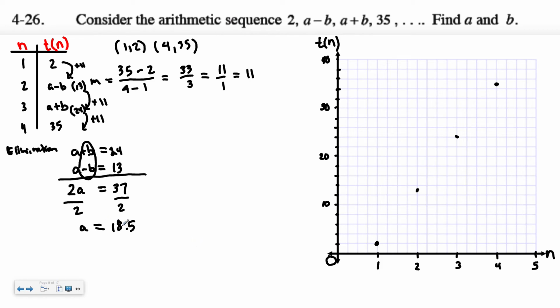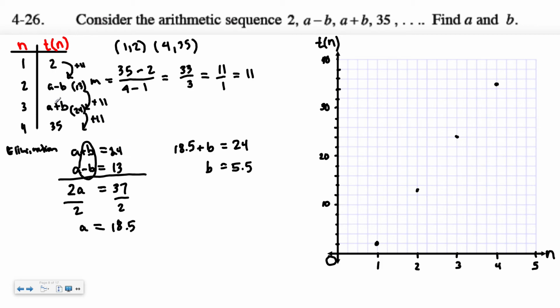Now to go back here and figure out what b is, let's just take that 18.5 and plug it into one of these two equations. Let's do 18.5 plus b should equal 24. Subtract my 18.5 from each side, and I should get that b equals 5.5. So I've found here that 18.5 would be my value for a. My b I'd say is 5.5.